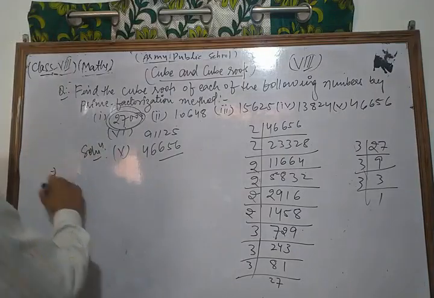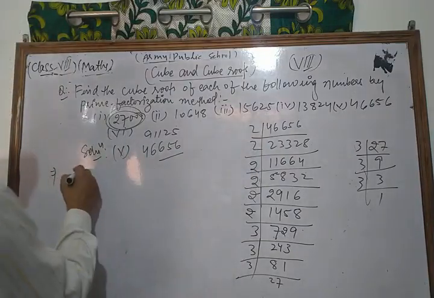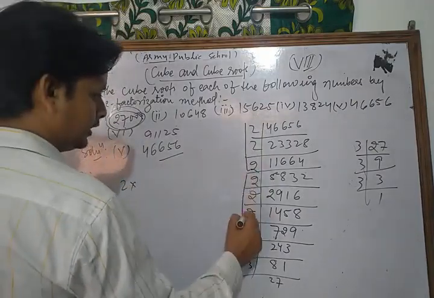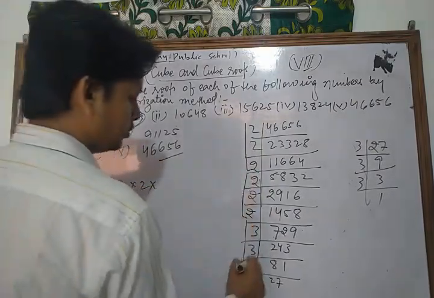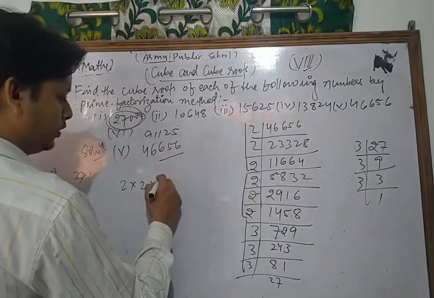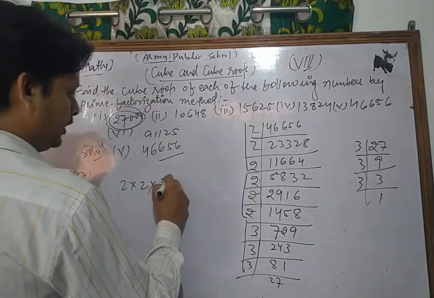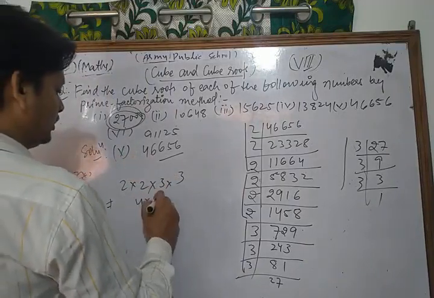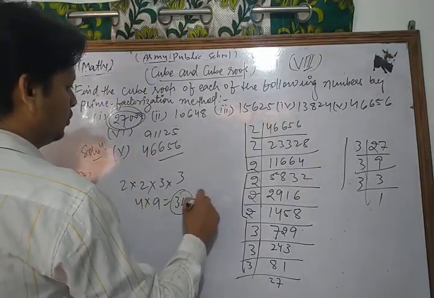Thus, the prime factorization of this is 2 into, now let's take one 2 from each pair of 2s, and one 3 from each pair of 3s. So multiplying them, 2 to the 4, 3 threes are 9. This is 36, which is the square root of the given number.